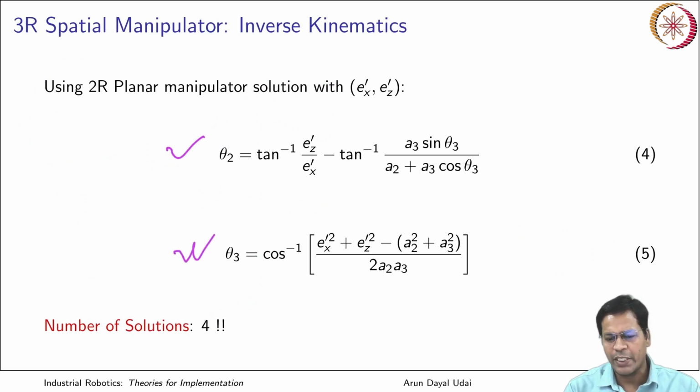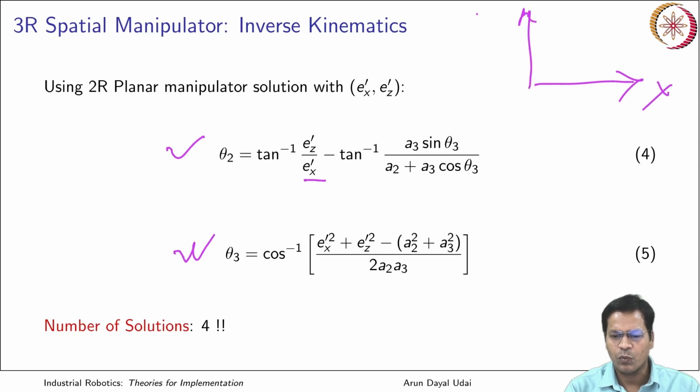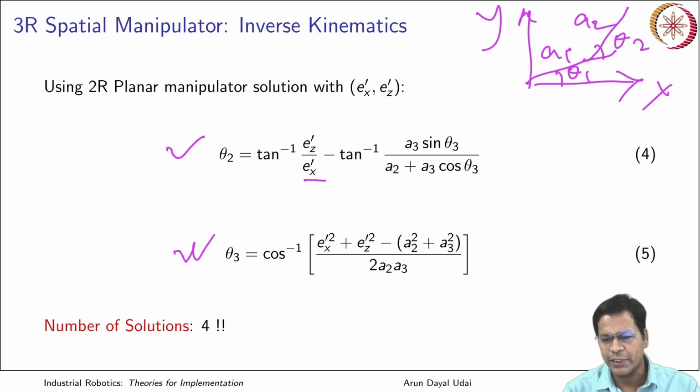You just have to replace x with Ex dash, y with... it was a planar system. So we took this as x, this as y. This was your system. This was A1, this was A2, theta 1 and theta 2. So I am just replacing theta 1 by theta 2, theta 2 by theta 3. So that is it. Theta 2 and theta 3 are obtained.